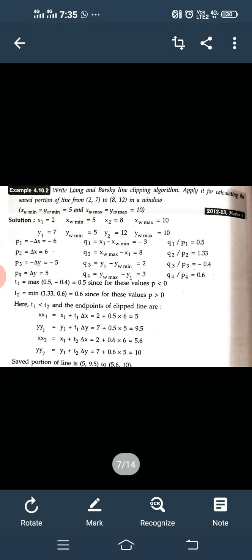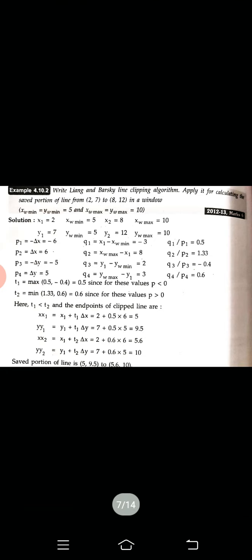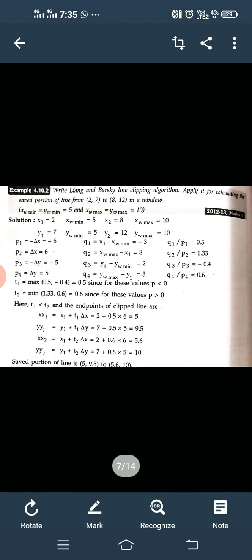Now again check the condition: t1 is less than t2. This condition is true, so we will calculate the new endpoints, and after solving these equations we get the safe portion of the line as (5, 9.5) to (5.6, 10). I hope all of you understand this content, this algorithm, and the question. If any of you have any query, you can message me individually.